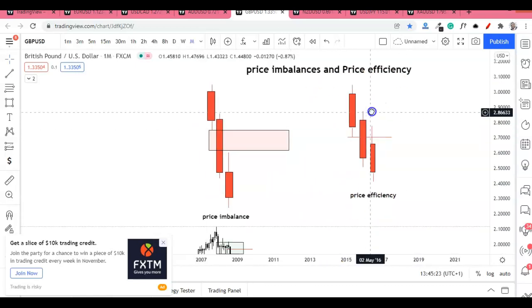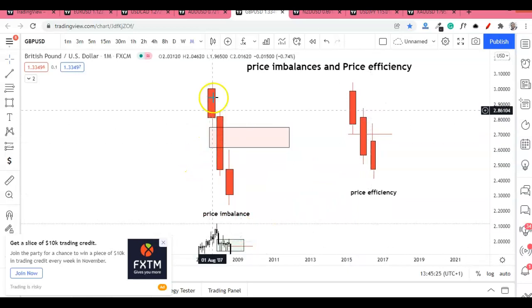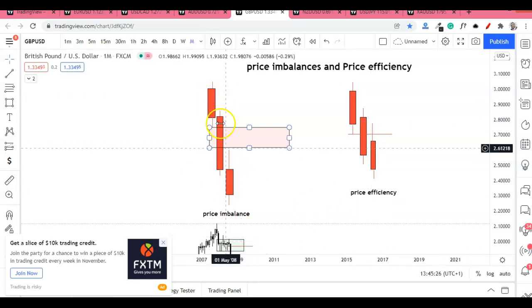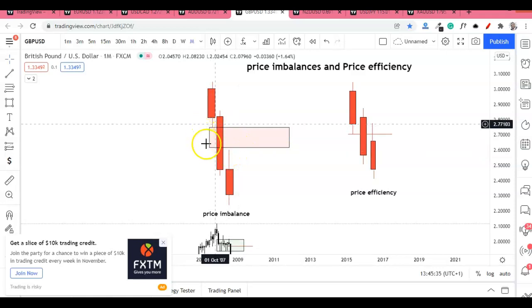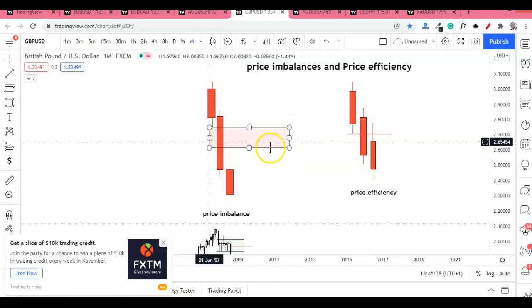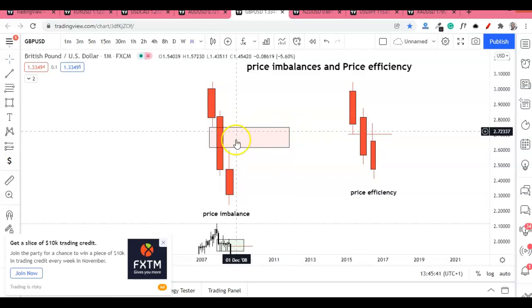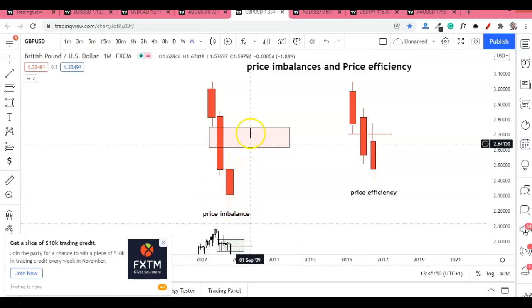But price imbalance, on the other hand: when you look at the first and the third candle, we notice that there is a gap between the first candle and the third candle wick. This area of gap is simply what? An imbalance that was created. And in the methodology which I trade, which is the smart money concept, we expect price to come back up in here to fill up this gap.